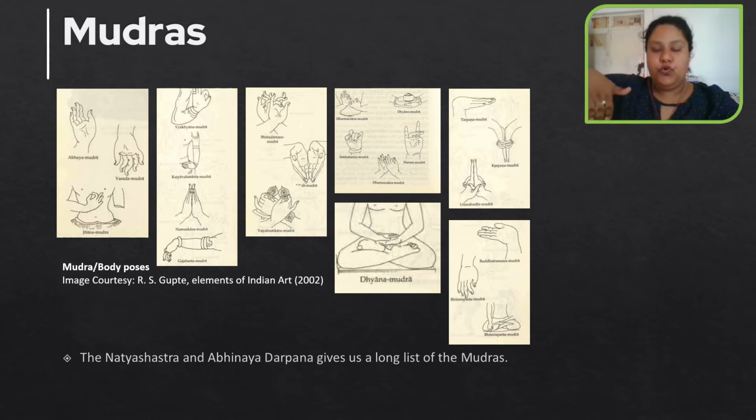Then comes the Bhumi Sparsha Mudra. This Bhumi Sparsha Mudra is a person sitting with one hand on the lap, and the right hand touching the earth. Thus, bhumi means earth, and sparsha means to touch. This is a very famous Buddhist mudra, and it is quite prevalent in the Buddhist sculptures.